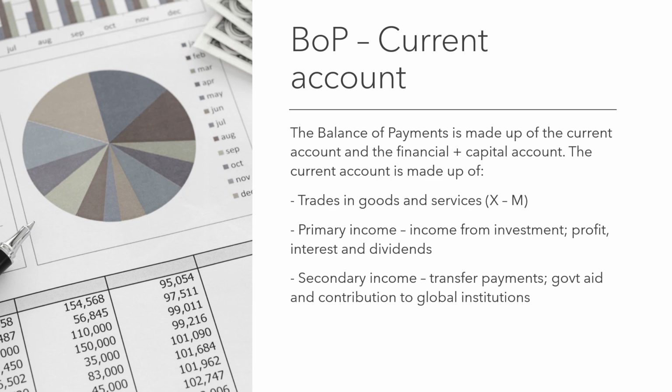Now, the balance of payments is made up of two accounts. It's the current account and the financial plus capital account. The current account is made up of three things. Firstly, trades in goods and services, X minus M. Secondly, there's primary income, which is income from investment, so like profit, interest, and dividends. And finally, secondary income, which is transfer payments. Payments in which you don't get anything back. So this can be government aid and contribution to global institutions, such as the United Nations or EU.